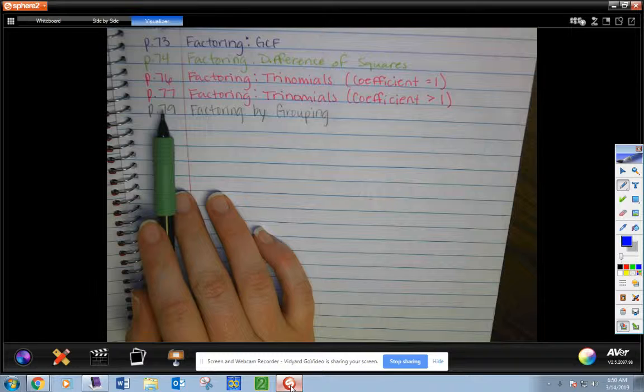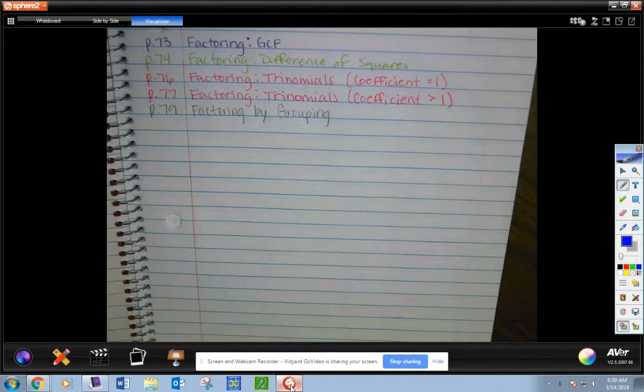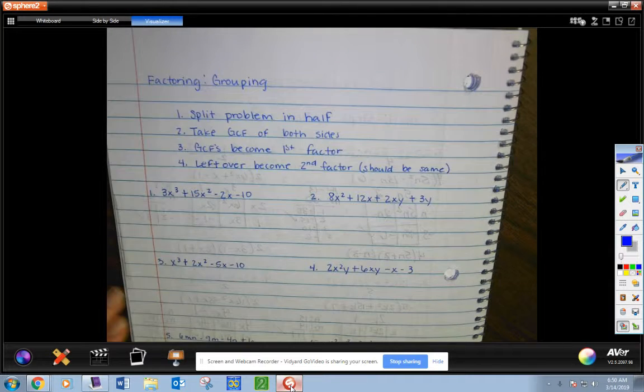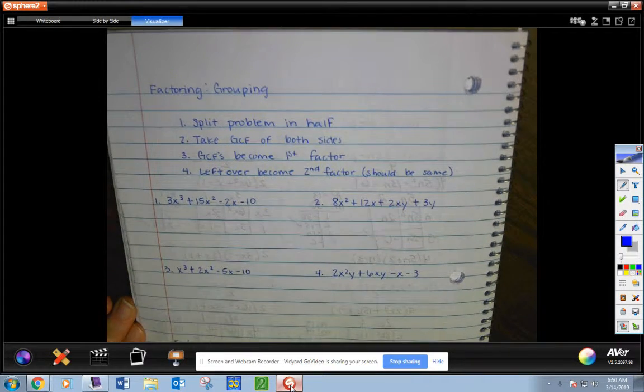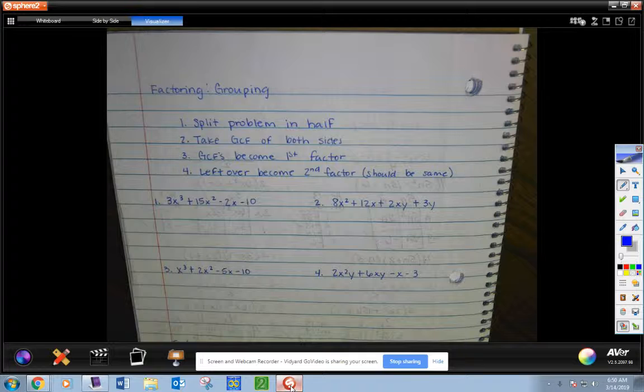Okay, guys, so in your journals, if you will, put whatever page you are on. I'm on 79, and we're going to talk about factoring by grouping today. So I'm going to go ahead and flip over to this, and if you want to go ahead and pause and write that for me, that would be great.